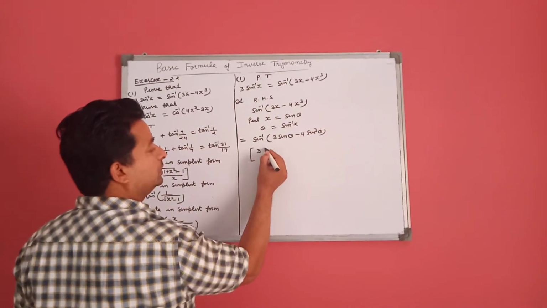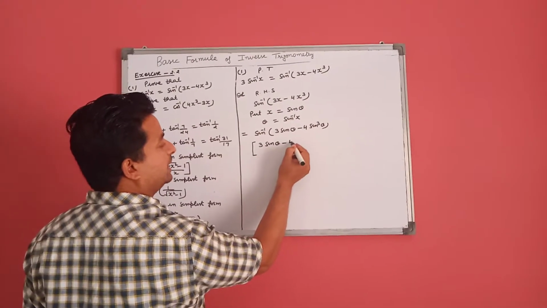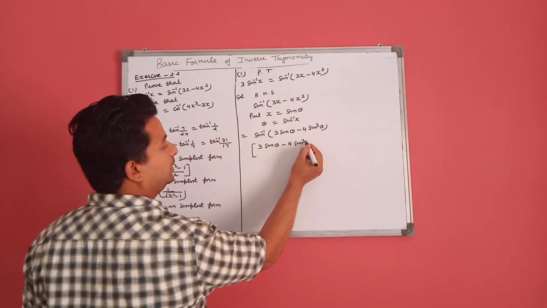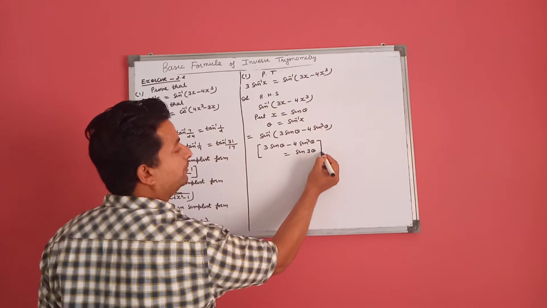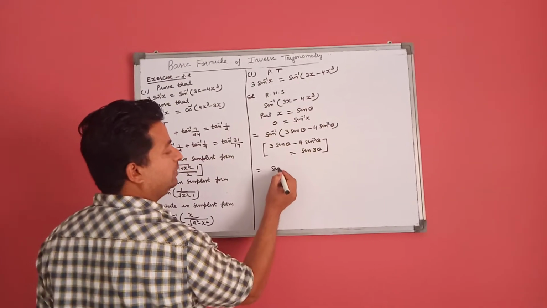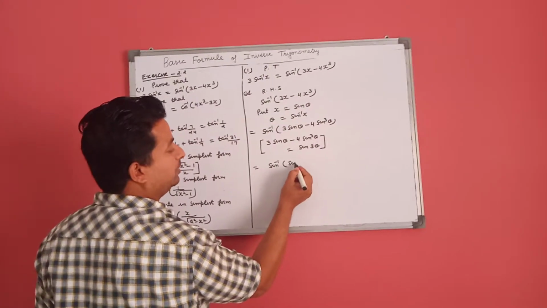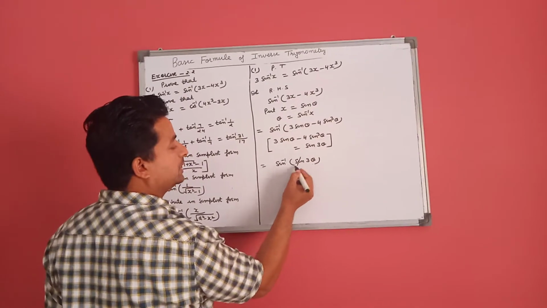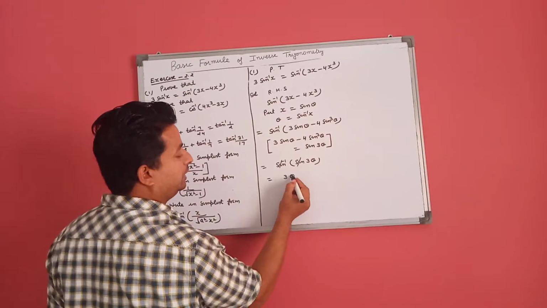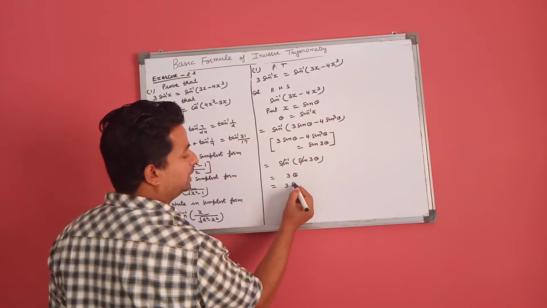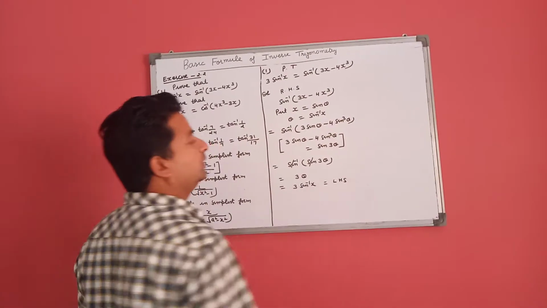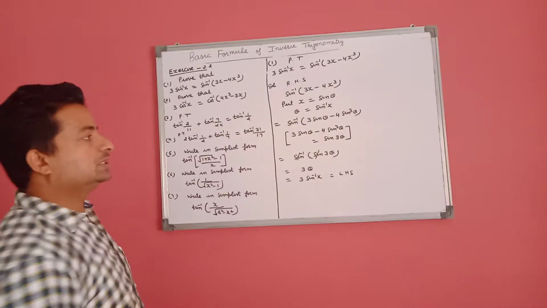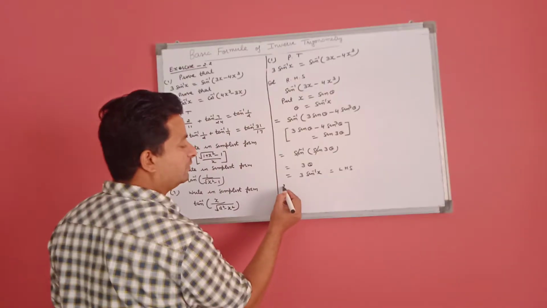We know 3 sin theta minus 4 sin cube theta equals sin 3 theta. Put this value, that is sin 3 theta. The sin inverse and sin cancel out. We have 3 theta. The value of theta is sin inverse x, which is the left hand side of the equation. This is the solution of question number 1.